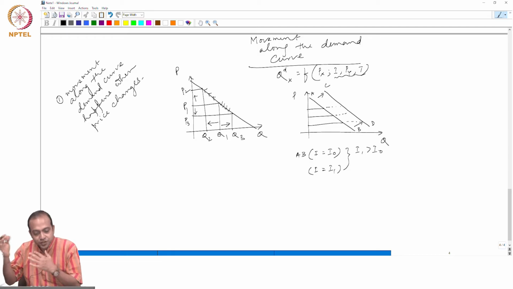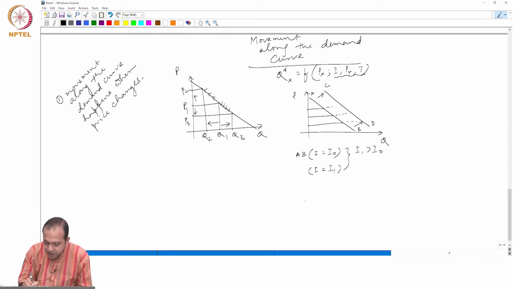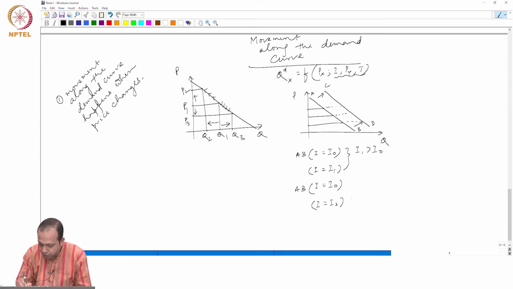Similarly, if there is a fall in income, let us say AB is the demand curve when I equals I0, and then you have another income I equals I2, and let us assume that I2 is less than I1.